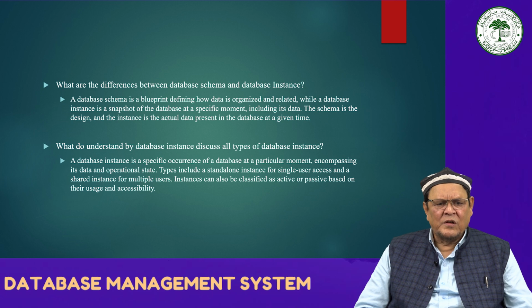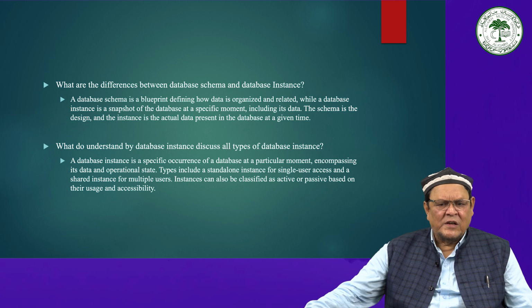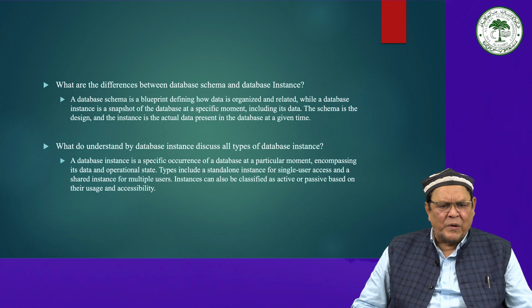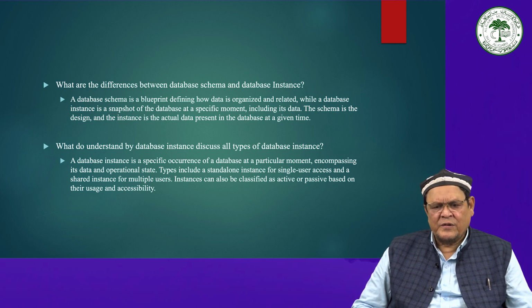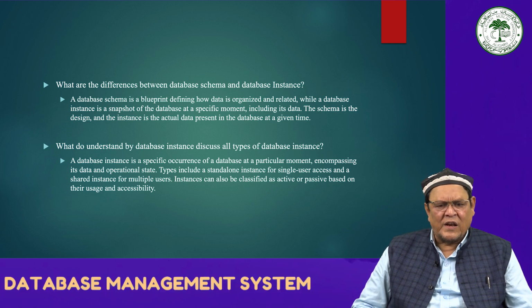The last question was, what do you understand by database instance? Discuss all types of database instance. The answer is, a database instance is a specific occurrence of a database at a particular moment, encompassing its data and operational state. Types include a standalone instance for single user access and a shared instance for multiple users. Instances can be classified as active or passive based on their usage and accessibility.